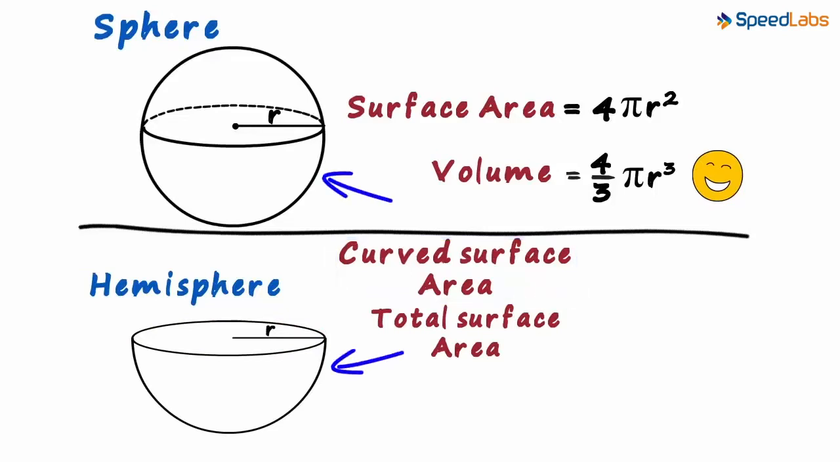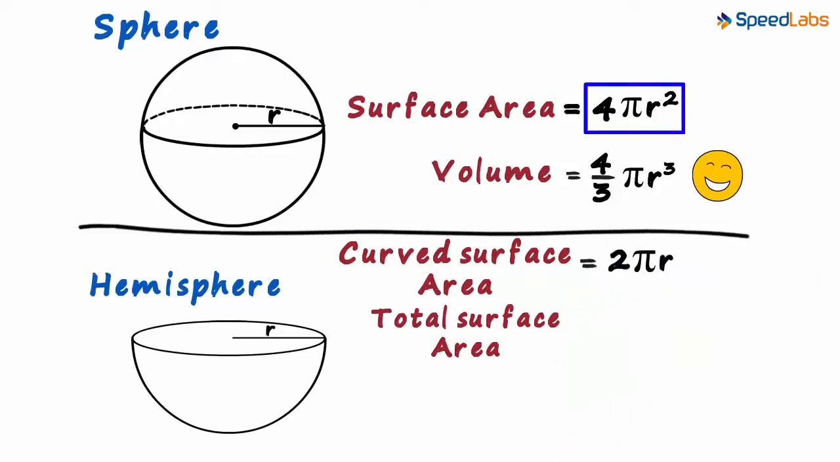Looking at both the figures, we can easily say that it will be half that of the surface area of the sphere. Dividing this by 2, we get 2 pi r squared. That's the curved surface area.